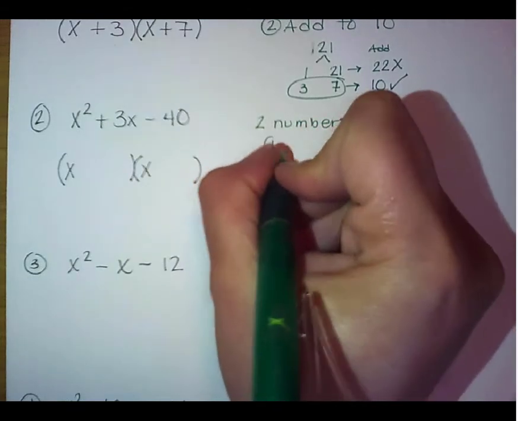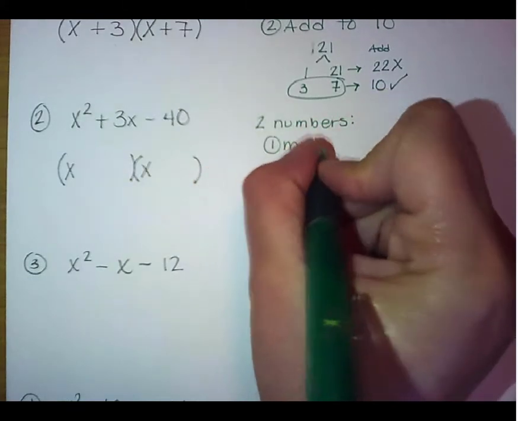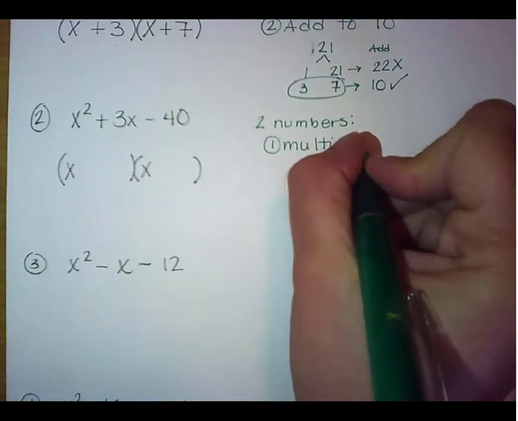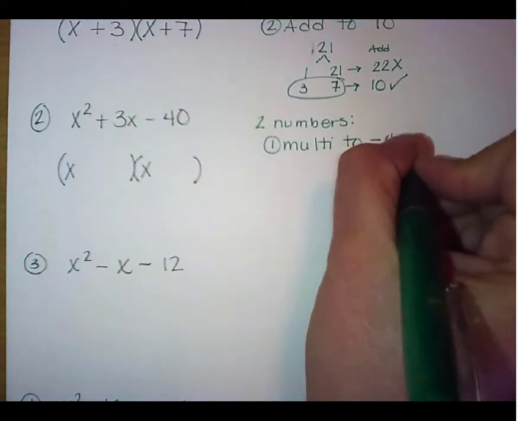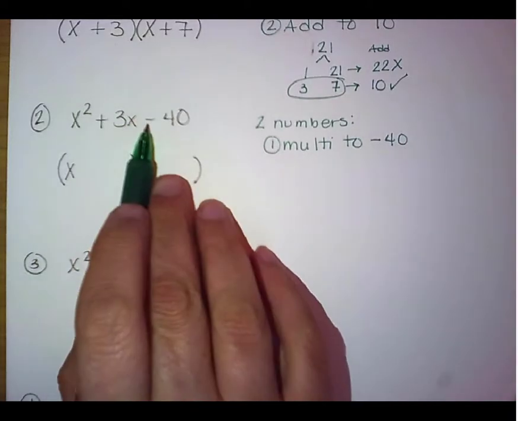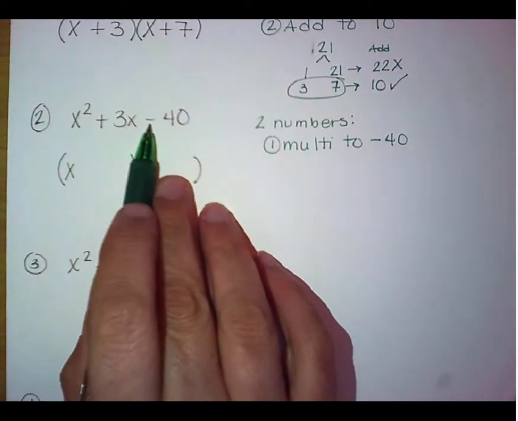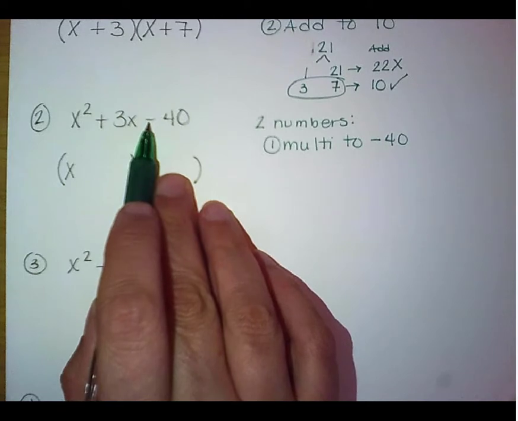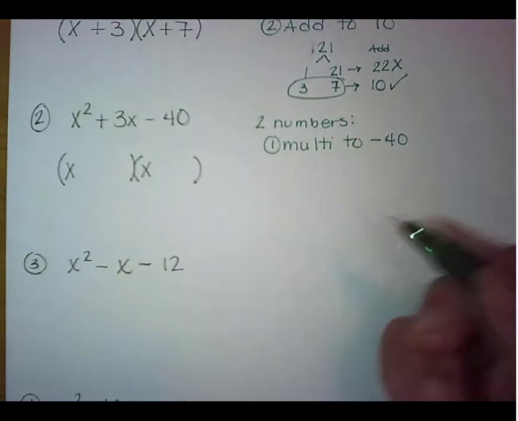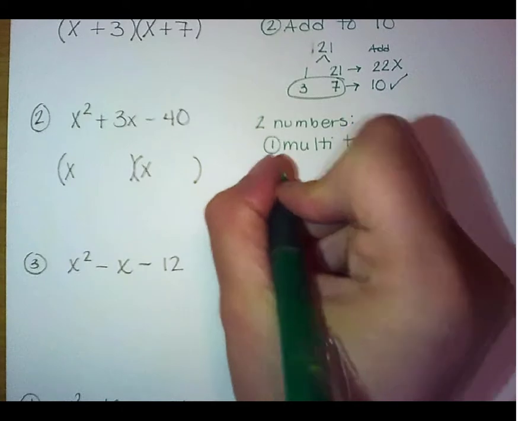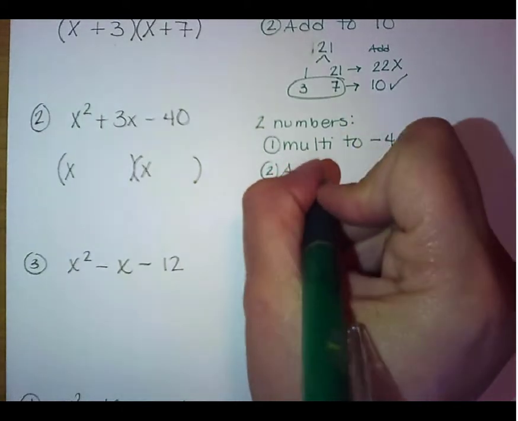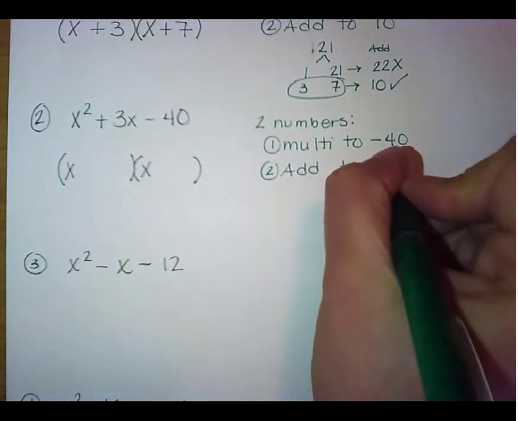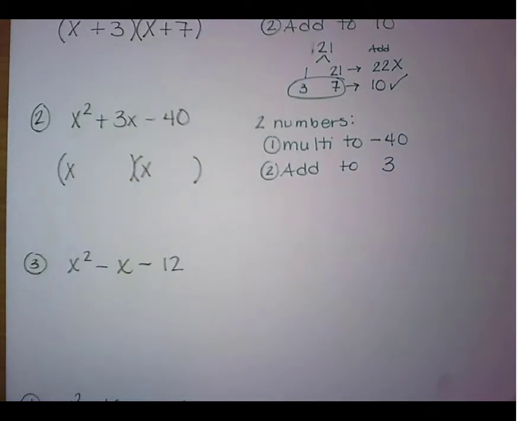The first thing I want it to do is multiply to negative 40. Notice that when I wrote this down, I acknowledged that sign there too, because I don't want to just multiply to 40. I actually want to acknowledge that I want it to be a negative 40. And then the second thing I need it to do is add to 3.